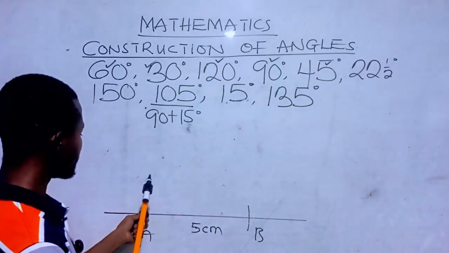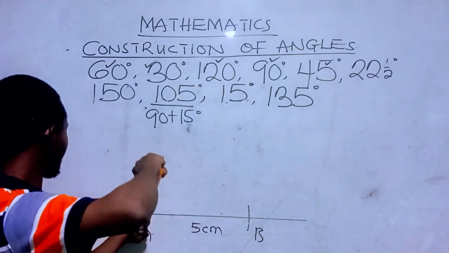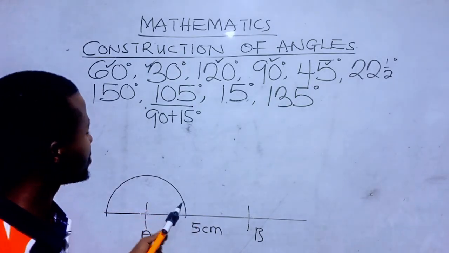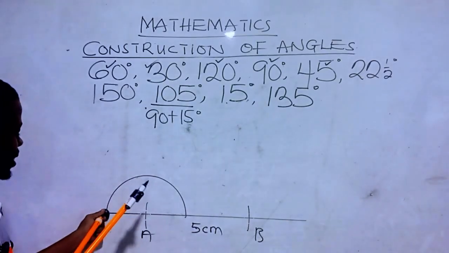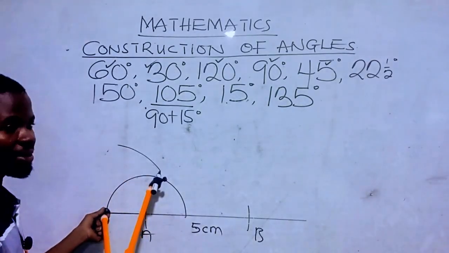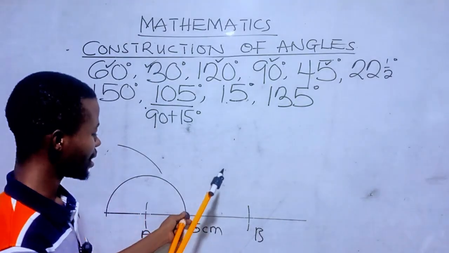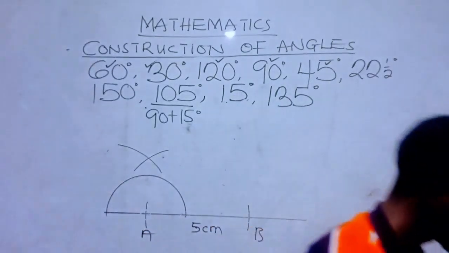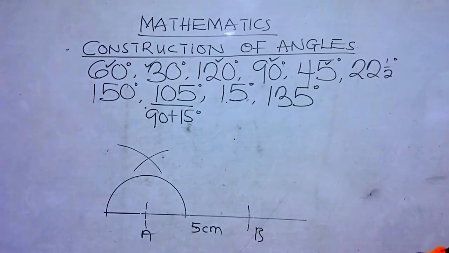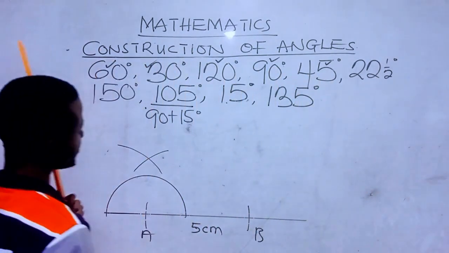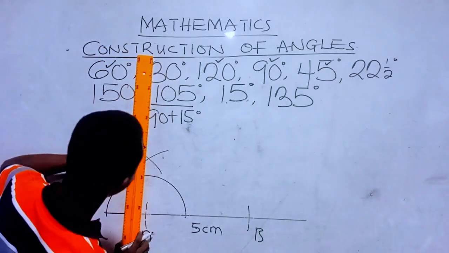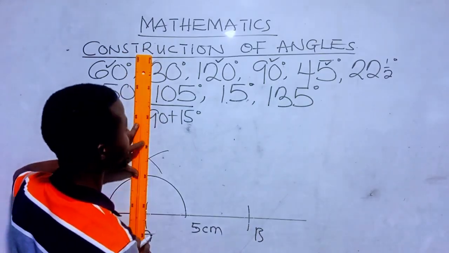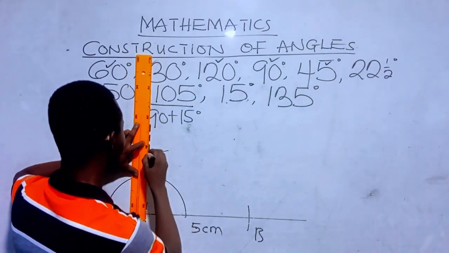I'll open to a reasonable radius and make an arc here, a semicircle. I'll need 90 degrees, so I'll stand at this place and make an arc. I'll stand here and then make an arc like this. Let me call the intersection of the two arcs C. I'll use broken lines because I was not asked to construct 90 degrees.